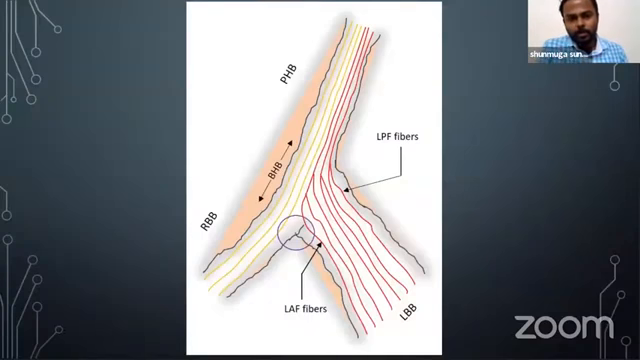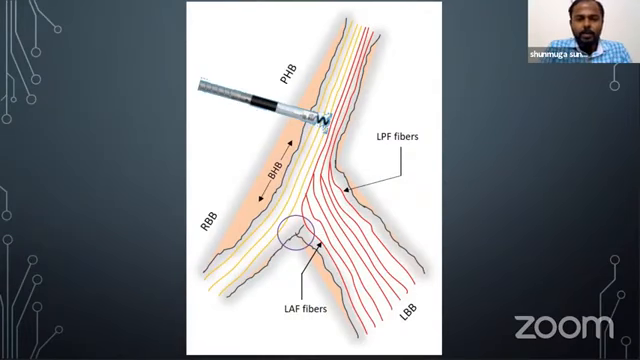Last week we saw how to do His-bundle pacing, where the lead is screwed at the distal end of the His-bundle after analyzing the disease-free zone. Today we'll be discussing how to capture the left bundle branch fibers, which lie on the other side of the interventricular septum. So obviously we are going to do it from the right ventricle. We have to go deep into the interventricular septum to capture the left bundle branch fibers.